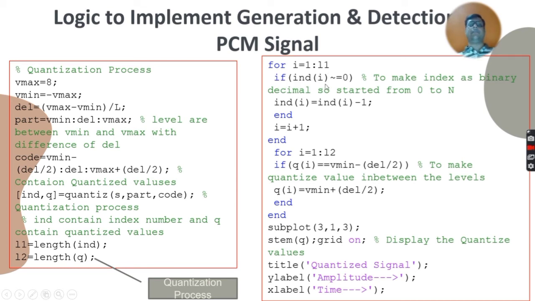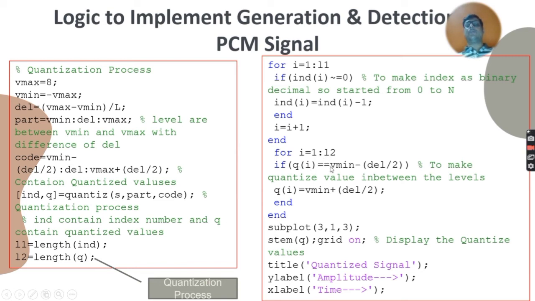Then if IND of I is 0, that means we have to see whether the binary bit is assigned to the started value from 0 to n or not. Okay, if the index value of I in IND of I minus 1 end it, and I is equals to I plus 1. Similarly, for next one, I is equals to second length with respect to the quantized level Q. So I is equals to 1 is to L2. Then for I is equals to 1 is to L2.